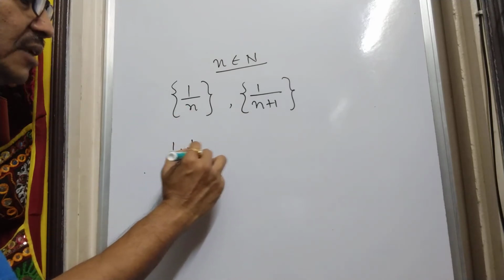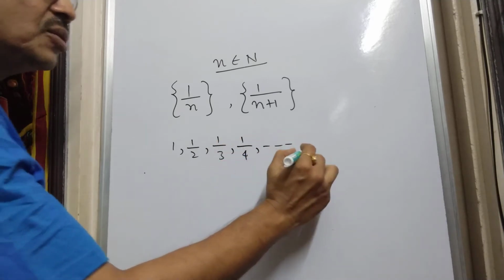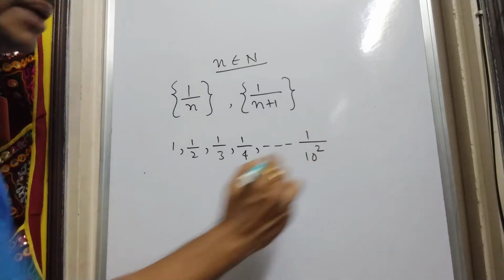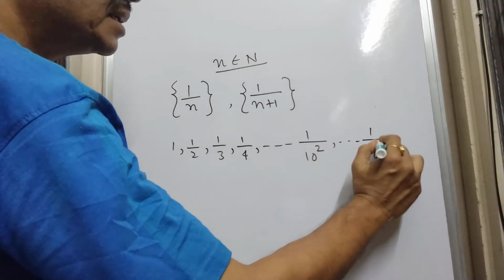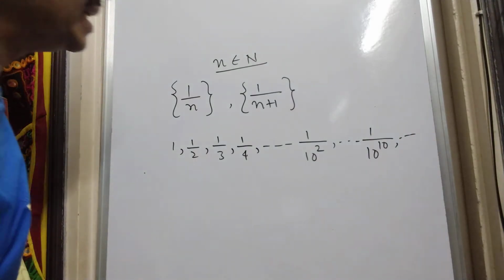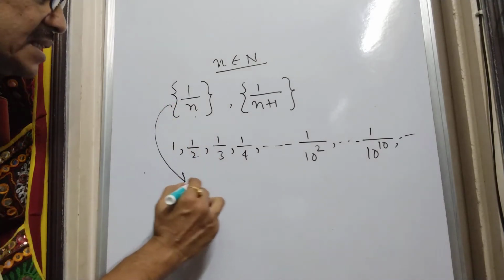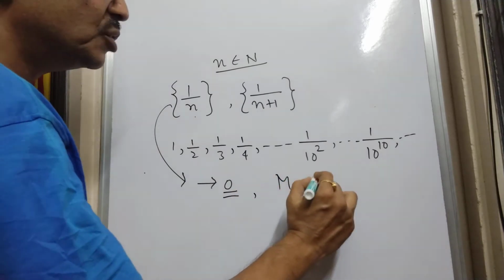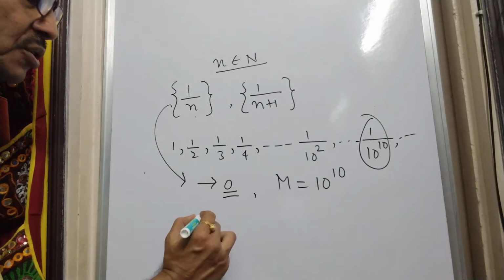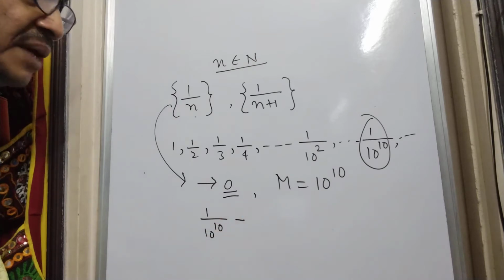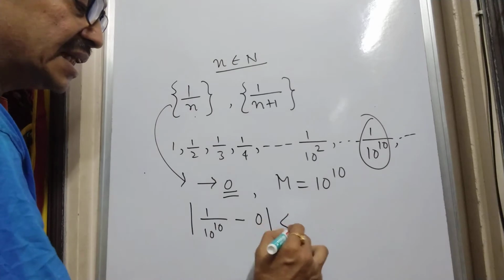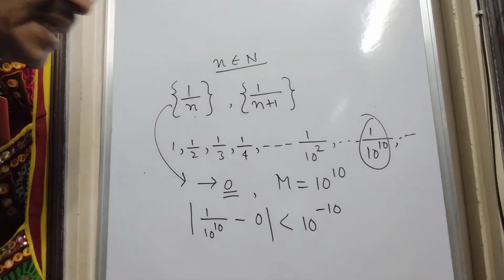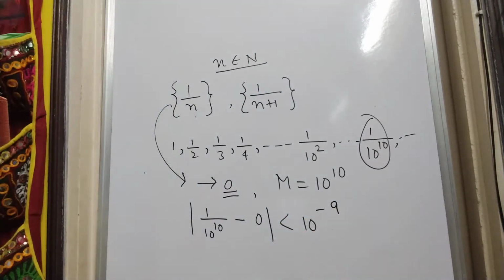Now what are the values? The values go on like this, isn't it so? And in the 100th term we have 1 by 100, then we have 1 by, say, 10 to the power 10. So obviously we can see that this sequence tends to the limit 0. Why? Because after a particular value, say 10 to the power 10, this is the large value, the difference between 1 by 10 to the power 10 minus 0, its mod value is less than 10 to the power minus 10. So we may take it like this, isn't it so?